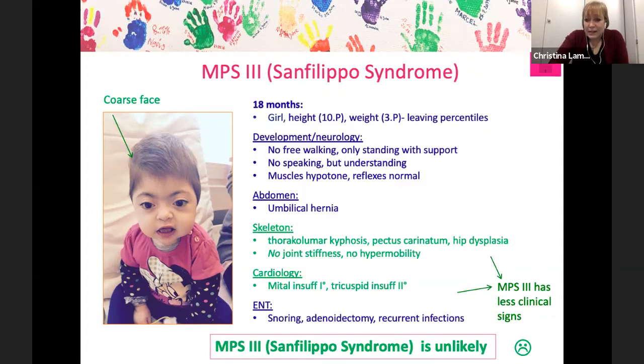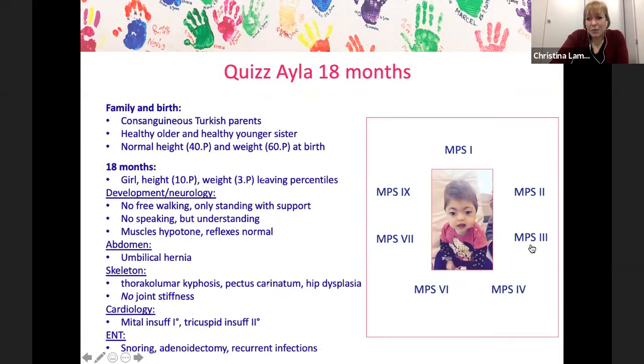So they have fewer clinical or physical signs at the beginning, MPS 3, but they have actually more cognitive decline over time. And she, for sure, is not walking freely. She has some developmental delay, but she also has quite a lot of skeletal and cardiological involvement. So actually, MPS 3 is probably unlikely as well.